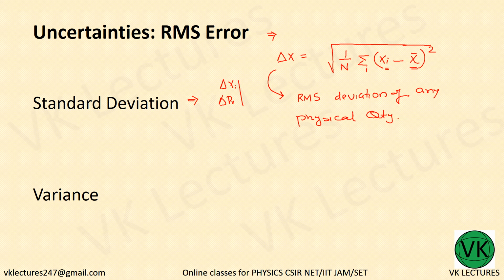Here, what is the physical quantity? It is the position, delta x, the deviation of the quantity from its mean value. What is the mean here? x bar.